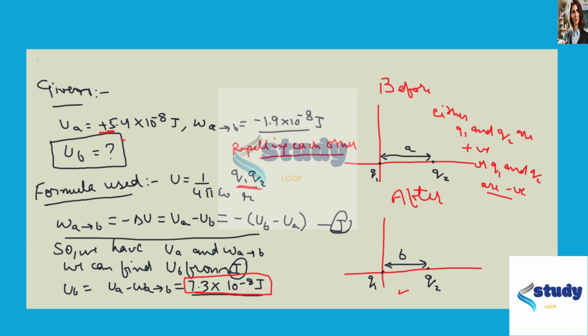If they are repelling each other, we have WAB, which is the work done by the electric force. So if they are repelling each other, the force acting on Q1 is this way and the force acting on Q2 is this way. And the work done by the electric force is negative. That means they have to be at a closer distance now. So this is B, and B has to be lesser than A. So now they are closer to each other.